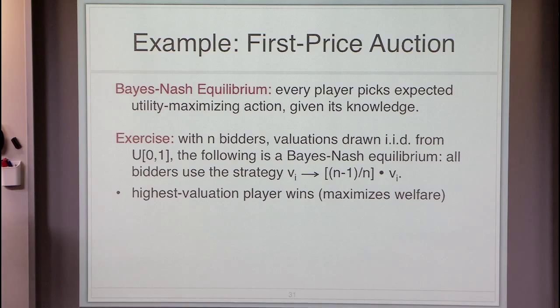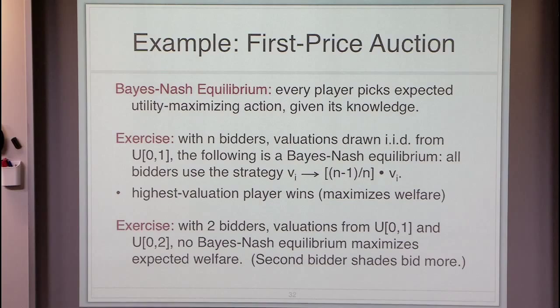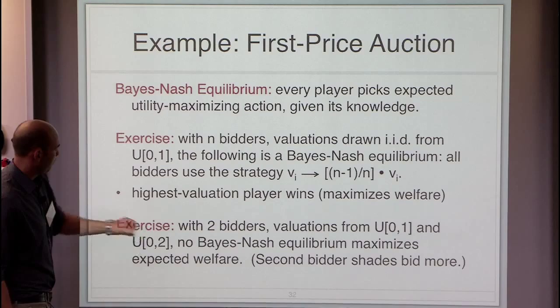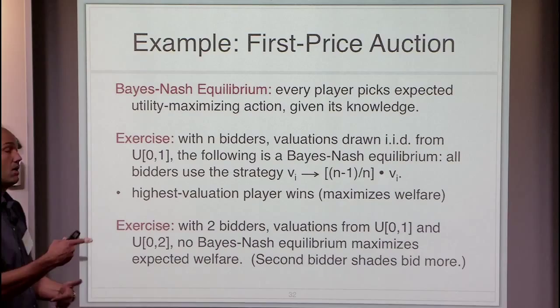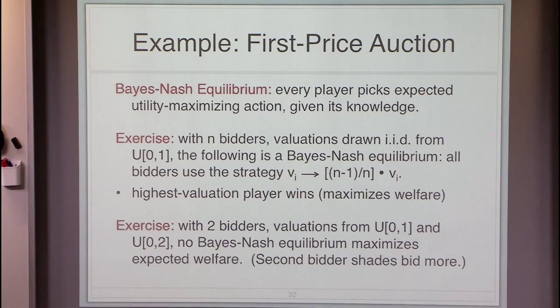This same conclusion holds much more generally for IID bidders, not just uniform bidders. But as soon as bidders are not identical, keep them independent but not identical, things start getting a little weird. So you have two bidders, valuations drawn uniformly from 0 to 1 and 0 to 2. Okay. Then no Bayes-Nash equilibrium has full welfare. Equivalently, sometimes the lower value player will submit the higher bid and win the item. Okay, that's what it means to not be full welfare. Sometimes the wrong player wins.